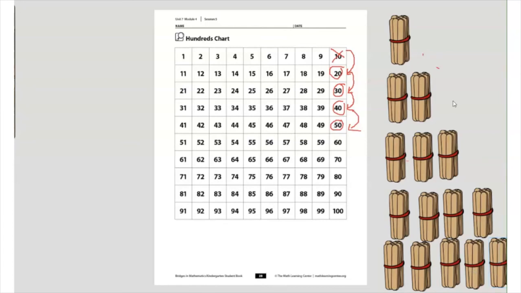If we continue this pattern down the hundreds chart, we can count by tens and say the next group. So we're at 50, 60, 70, 80, 90, 100. I wonder how many bundles of 10 we would need to make 100.